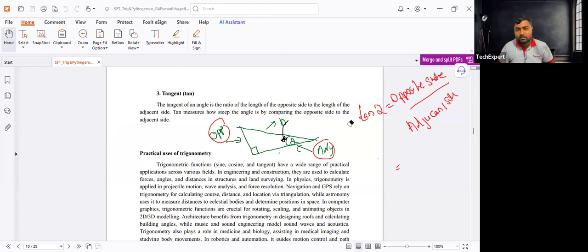Okay, then next point. This can measure how steep the angle is, comparing the opposite side to the adjacent side.